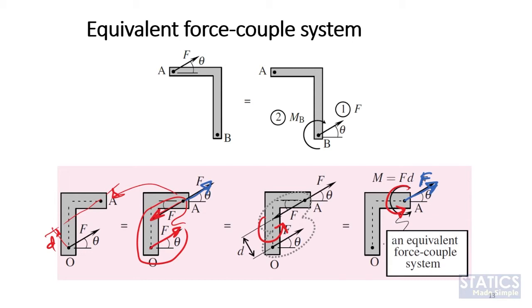This is what we call the equivalent force couple system. Initially we have a force at O. If we want to transfer the effect of this force to A, then at A you will have the force F plus the moment due to F at A. Clear?